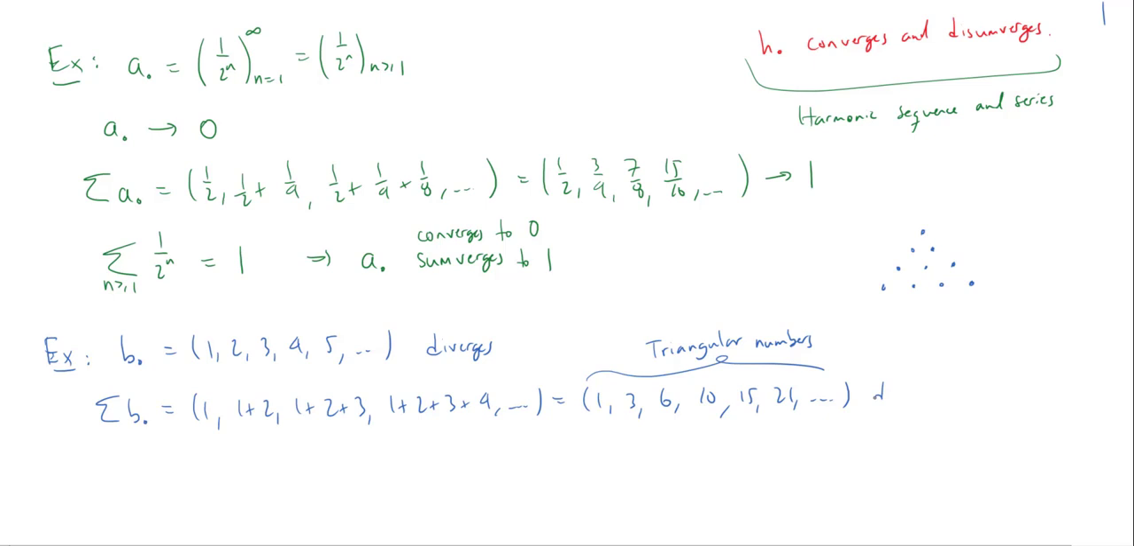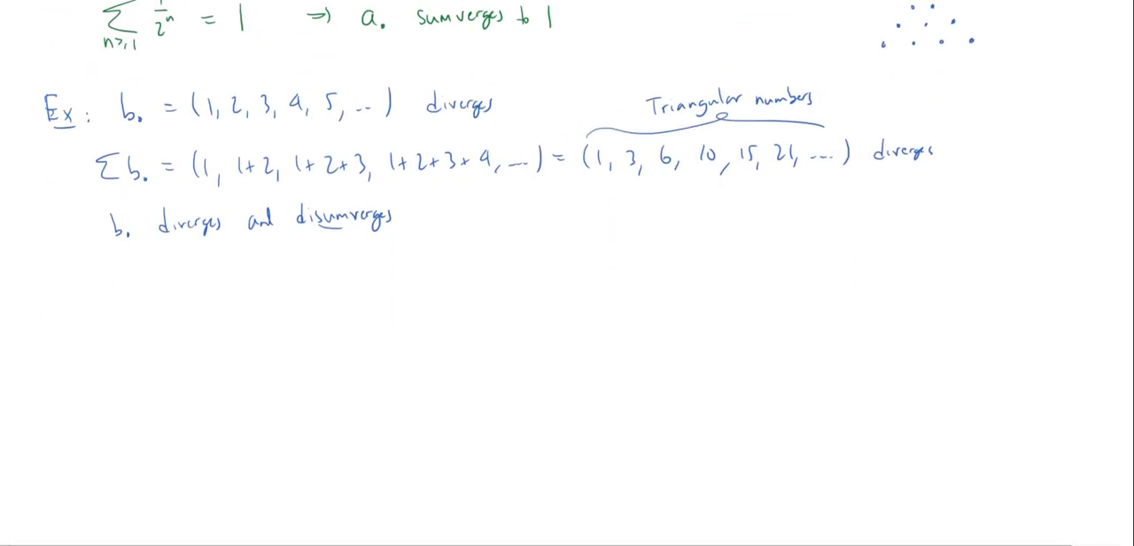So this also diverges. And so we could say B sub n diverges and disumverges. Okay, so it diverges as a sequence. It also diverges as a sum. Okay, let's see. These sum sequences, or even the series, because they come from sequences, they're going to have many of the same properties of sequences.